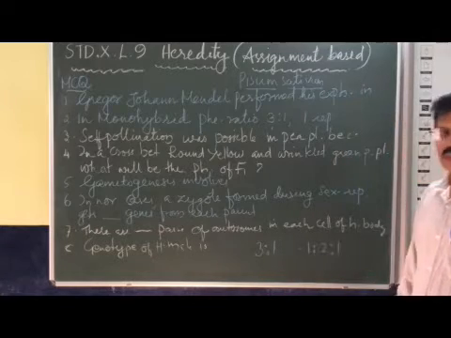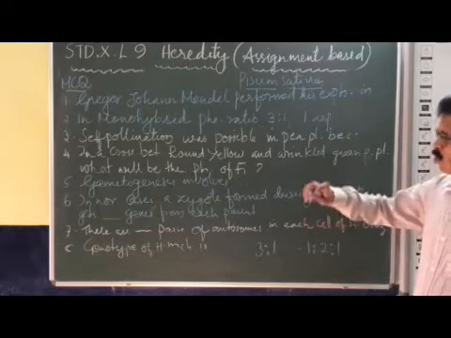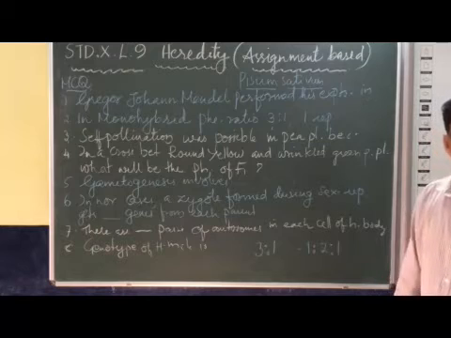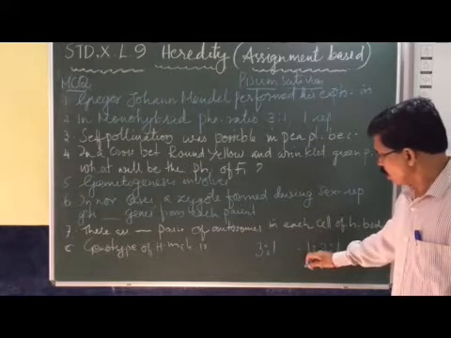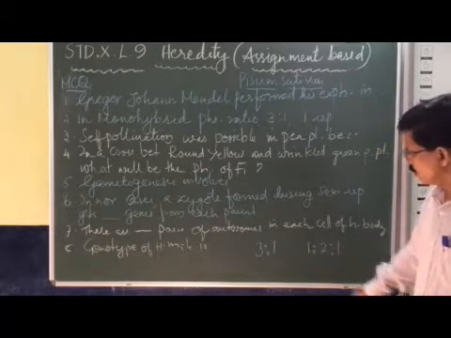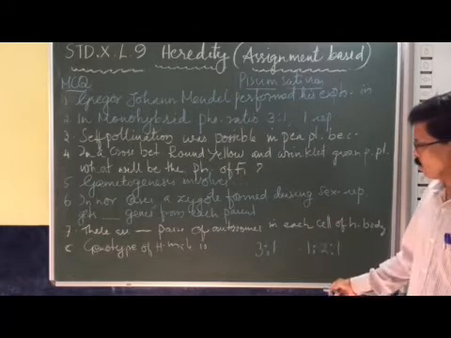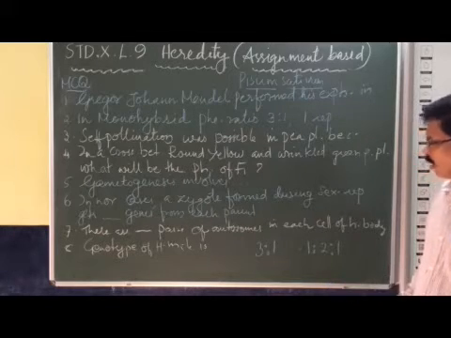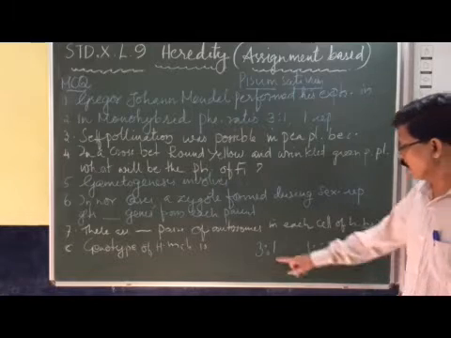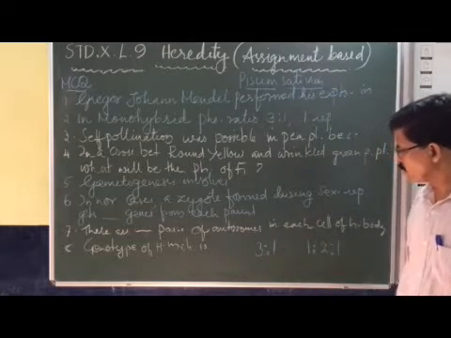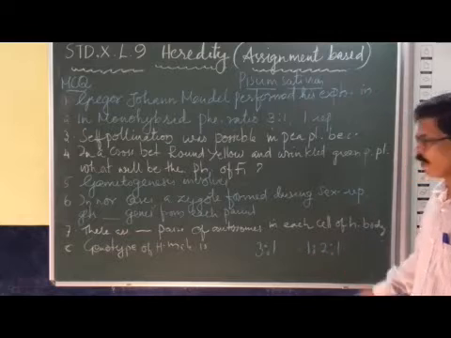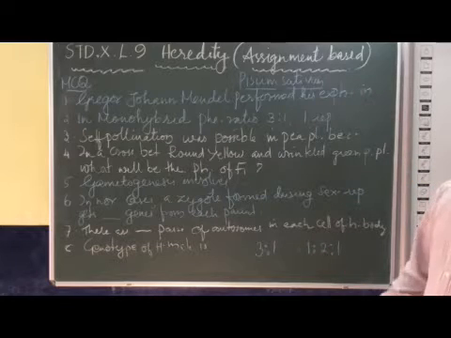3:1 represents the phenotypic ratio, that is based on the external characteristic features. At the same time, 1:2:1 is the genotypic ratio, that is based on the genetic content of the plant. So 3:1 is called the phenotypic ratio and 1:2:1 is called the genotypic ratio.